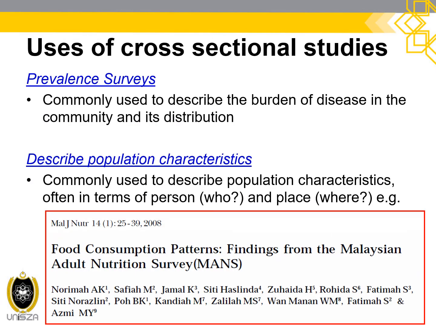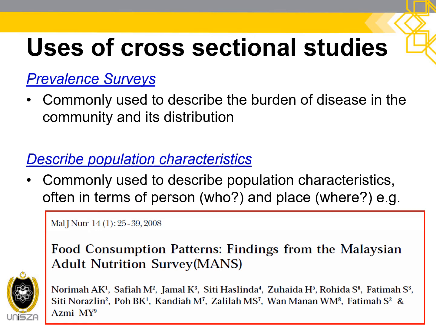Due to its popular use in research studies, cross-sectional studies have several uses. The first one is Prevalence Survey. It is commonly used to describe the burden of disease in the community and its distribution. The second use is to describe population characteristics. It is commonly used to describe population characteristics, often in terms of person, who, and the place, where.